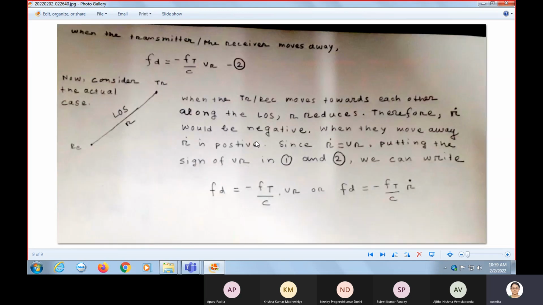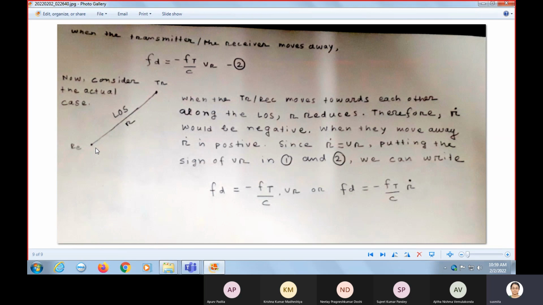Using the same method you will find that this becomes negative and this becomes positive. So when the transmitter is moving away, instead of it being here, it will be on the other side. To get the distance between A and B, you have to actually add these two terms. Similarly, here you need to subtract. If you follow the same method, you will find that you get a negative sign. Fd is equal to this one. We know that for the case when the transmitter and receiver are moving away, the Doppler is negative.